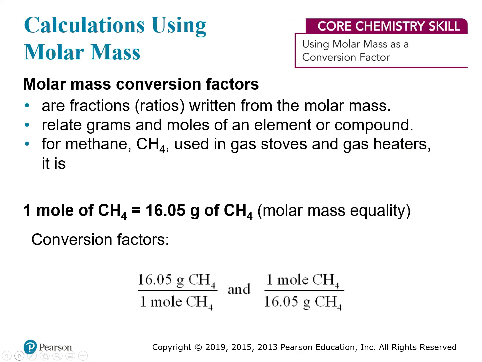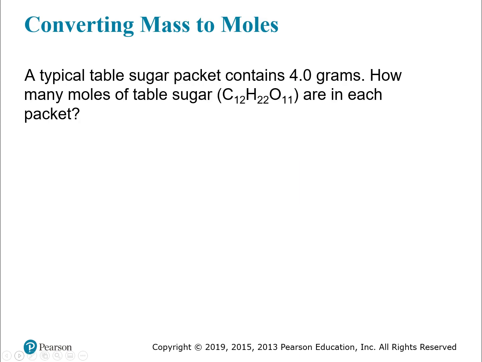We already went over the conversion factors. We have the mass. You can write it as an equality. The example is more important. Typical table sugar packet, so table sugar is sucrose, contains about 4 grams. How many moles of table sugar are in each packet? This is the chemical formula.